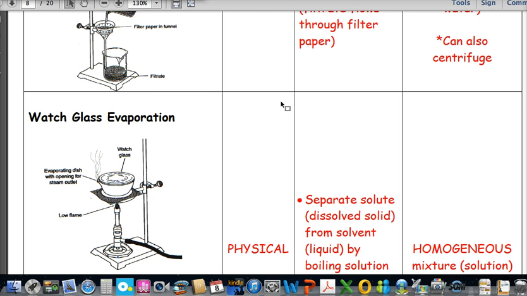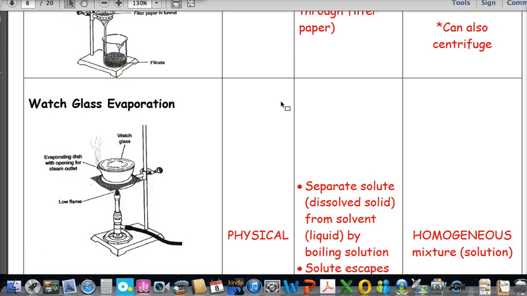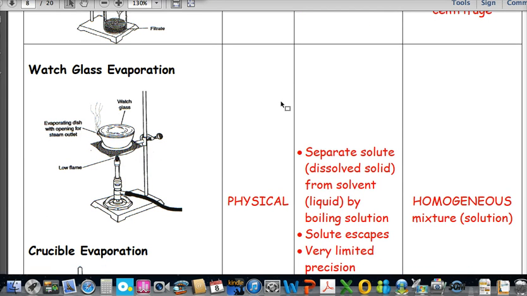Next would be evaporation, and you can evaporate in a couple of different ways. This would also work for a heterogeneous mixture like sand and water. It makes more sense to filter it, but you could use evaporation. So if you had a beaker with water and sand, you could just let the water evaporate over a period of days, and you would then separate the sand from the water. If you wanted to do it quicker, then you would heat the mixture and separate it out.